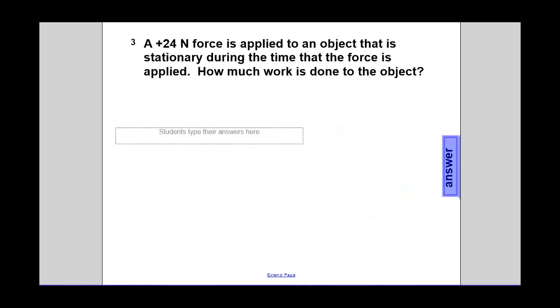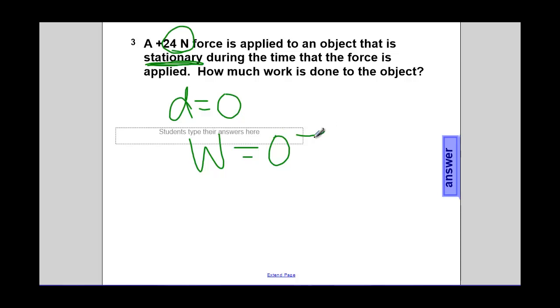Now again, we've got our 24 Newton force, but now it says it's stationary. Remember, when something's stationary, it does not move. So our D equals 0, which we said before means that our work equals 0 joules.